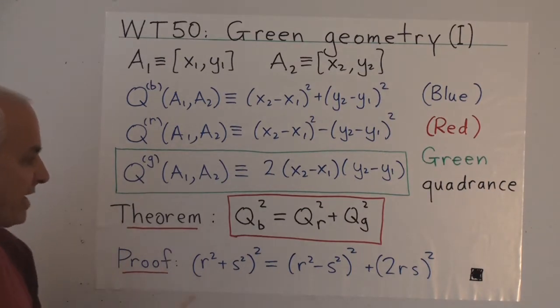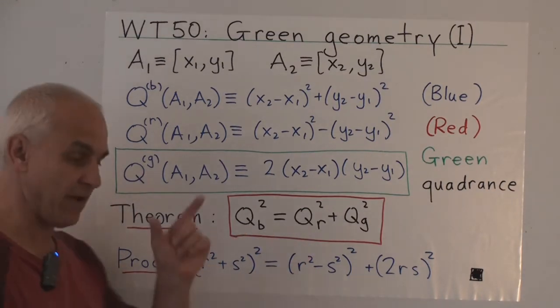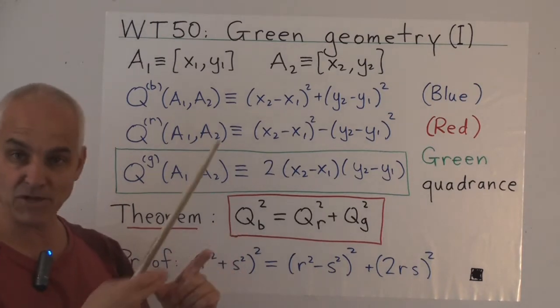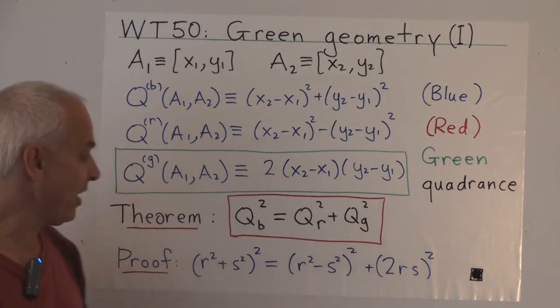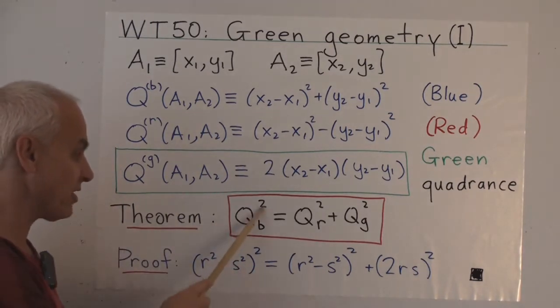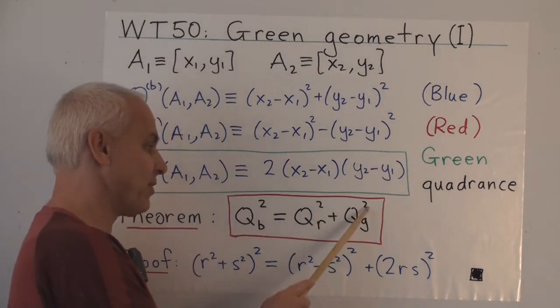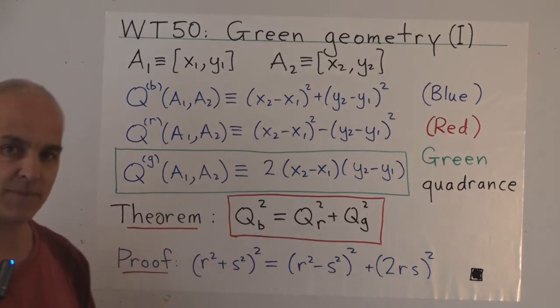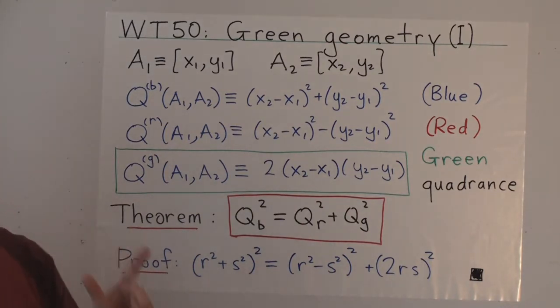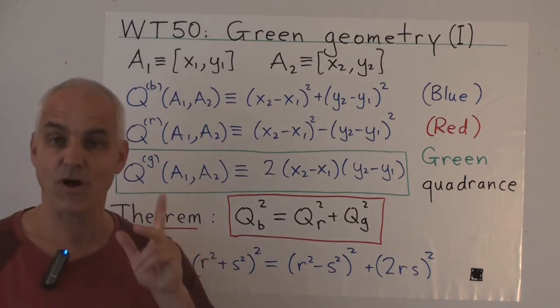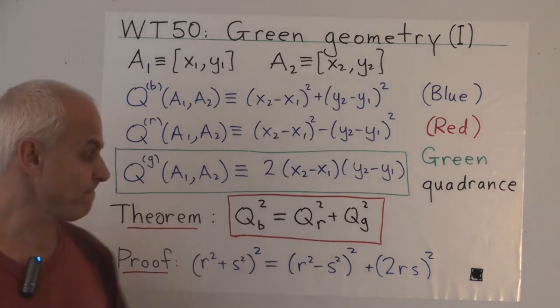So our first theorem connects the 3 quadrances. If we have 2 fixed points, we can measure the quadrance in these 3 different ways. And the theorem says that the blue quadrance squared is equal to the red quadrance squared plus the green quadrance squared. So it's already telling us that these 3 different notions of quadrance are intimately related.